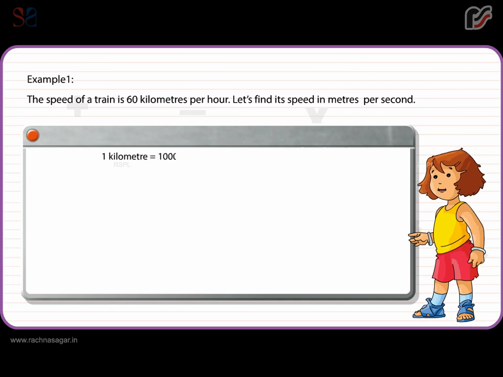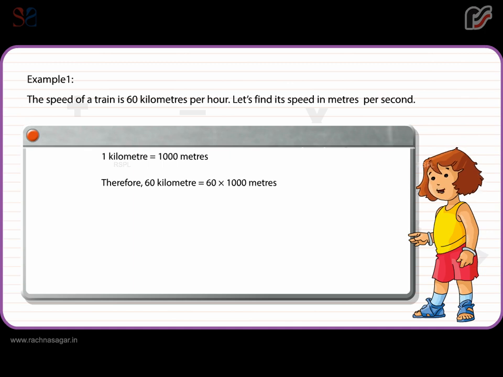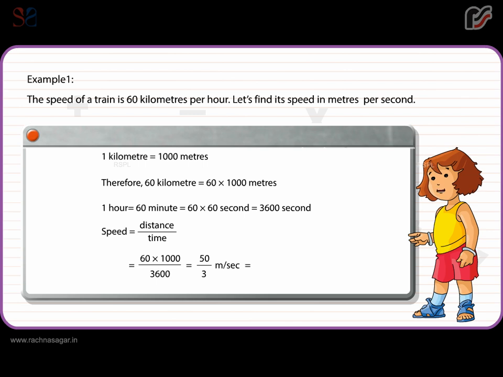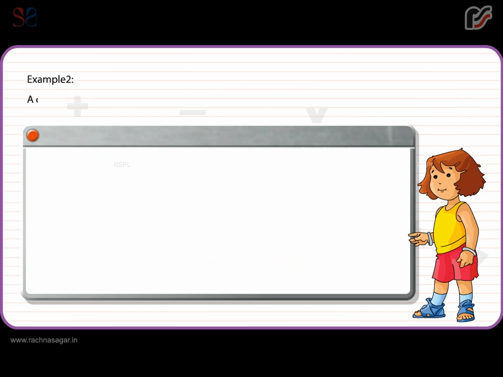1 kilometer is equal to 1000 meters. Therefore, 60 km is equal to 60 multiplied by 1000 meters. 1 hour is equal to 60 minutes is equal to 60 multiplied by 60 seconds is equal to 3600 seconds. Speed is equal to distance divided by time is equal to 60 multiplied by 1000 divided by 3600 is equal to 50 divided by 3 meter per second is equal to 16 2 by 3 meter per second.